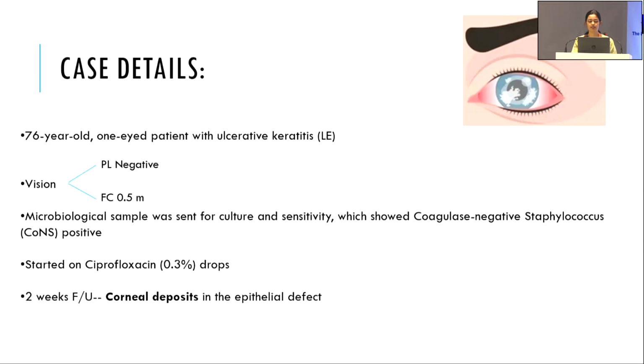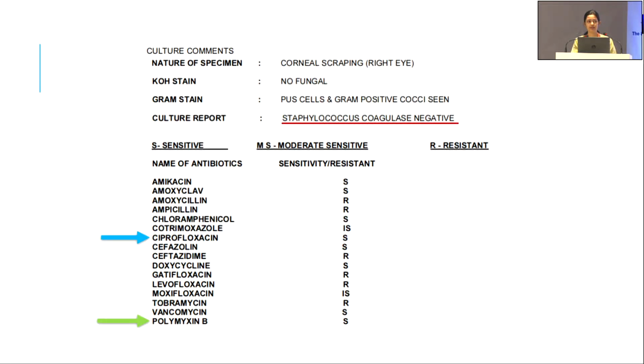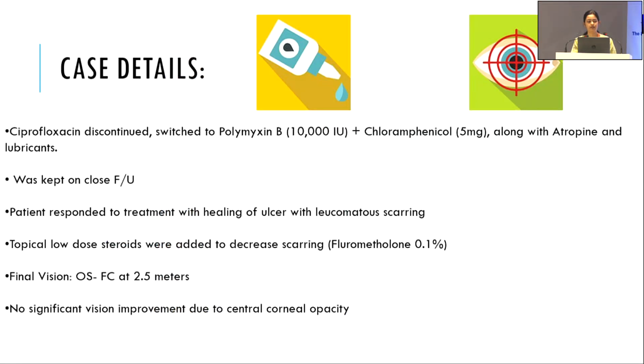When the patient presented at 2 weeks on follow-up, corneal deposits were seen in the epithelial defect as seen in the picture, along with corneal infiltrates, stromal necrosis, and corneal neovascularization. Since we had already sent the culture and sensitivity, we could easily switch the patient to another eye drop which we knew the patient was sensitive to. So ciprofloxacin was discontinued and switched to polymyxin B and chloramphenicol, along with atropine and lubricants. The patient was kept on close follow-up, and eventually the ulcer healed with leukomatous scarring.